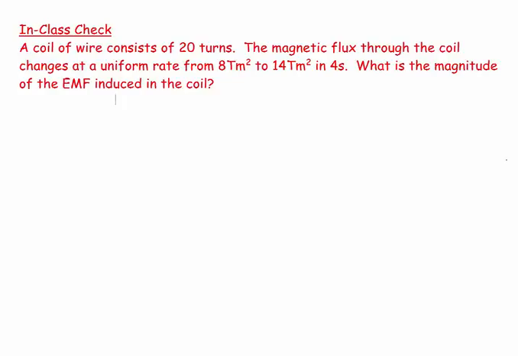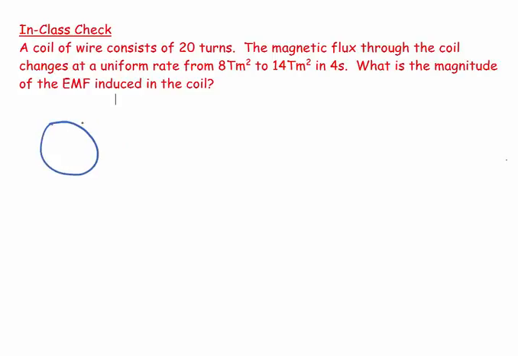So welcome. This question says a coil of wire consists of 20 turns. The magnetic field through the coil changes at a uniform rate from a flux of 8 Tesla meter squared to 14 Tesla meter squared in 4 seconds. And then what is the magnitude of the EMF induced in the coil?